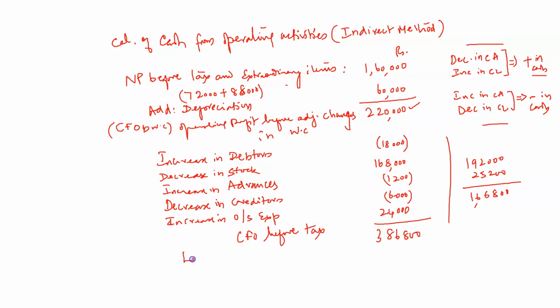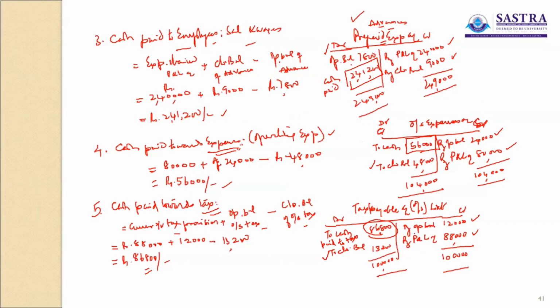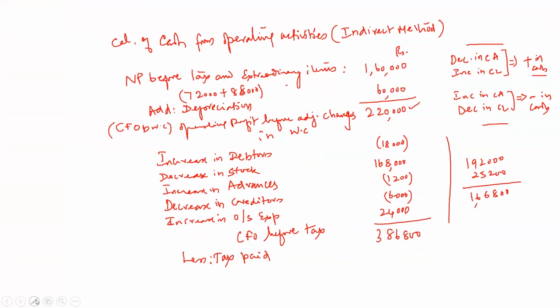So from this, less tax paid. We have already calculated tax paid, taking into account the opening balance of tax payable and closing balance of tax payable and the current year provision. The amount of tax is already calculated. We are going to use the same amount. There is no change in the method. So 86,800 is the amount of tax.